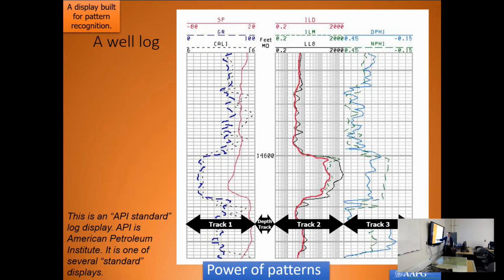This is called an API standard. API stands for American Petroleum Institute. So a fairly standard display where you have several tracks. So track 1 would be that lithology column that I talked about a few slides ago. In this particular case, it's showing a gamma ray log, which I'll talk about in a little bit, in the blue dashed line. Okay, so that is your lithology track. Of course, you have a depth track, which is actually recorded as a function of time and then later converted to depth. But there's your depth track, in feet usually in this country.